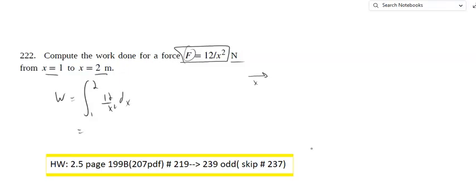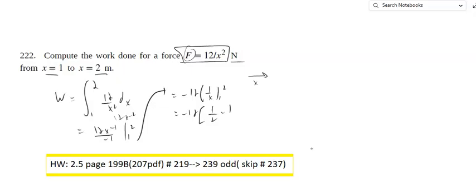That is 12x to the negative 2. Add 1 to the power, divide by that, evaluated from 1 to 2, negative 12 over x, giving negative 12 times one over 2 minus 1. That is negative 12 times negative a half, which is 6. And the units are newton-meters. Automatically, that is joules. And that's pretty much it for this section.